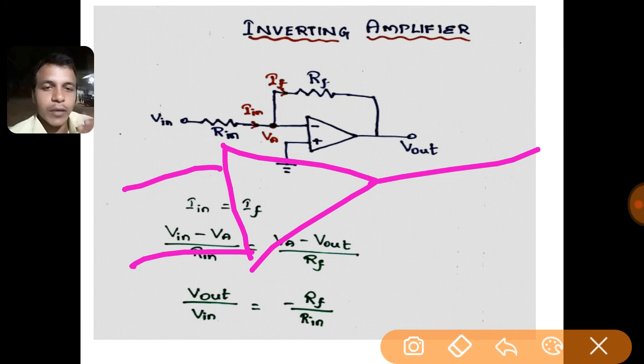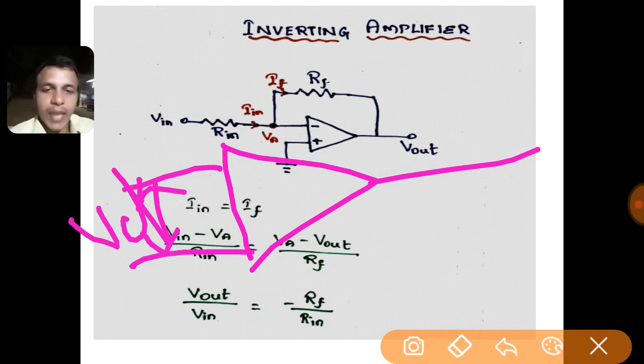The voltages applied to these input terminals, the difference is taken and the difference is amplified, and that is available in the output of the operational amplifier. That is the thing. So it amplifies the difference, not the actual input voltage. So this is the thing, right?